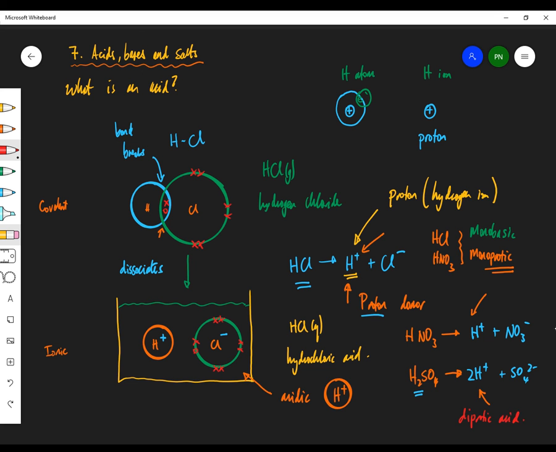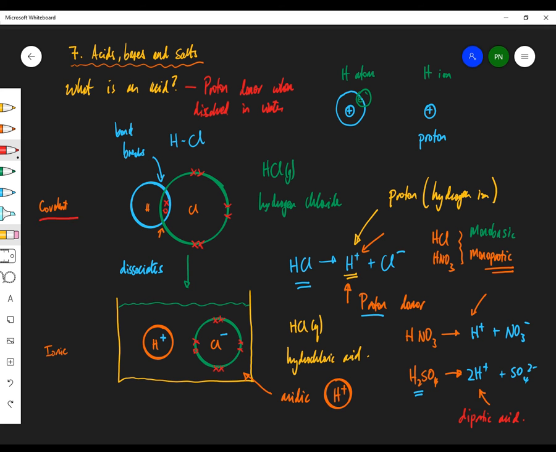So there you go. That's what an acid is. It's a proton donor or a hydrogen ion donor. Why do they give away protons? Well, they dissociate when they're added to water. So what is an acid? It is a proton donor when dissolved in water.